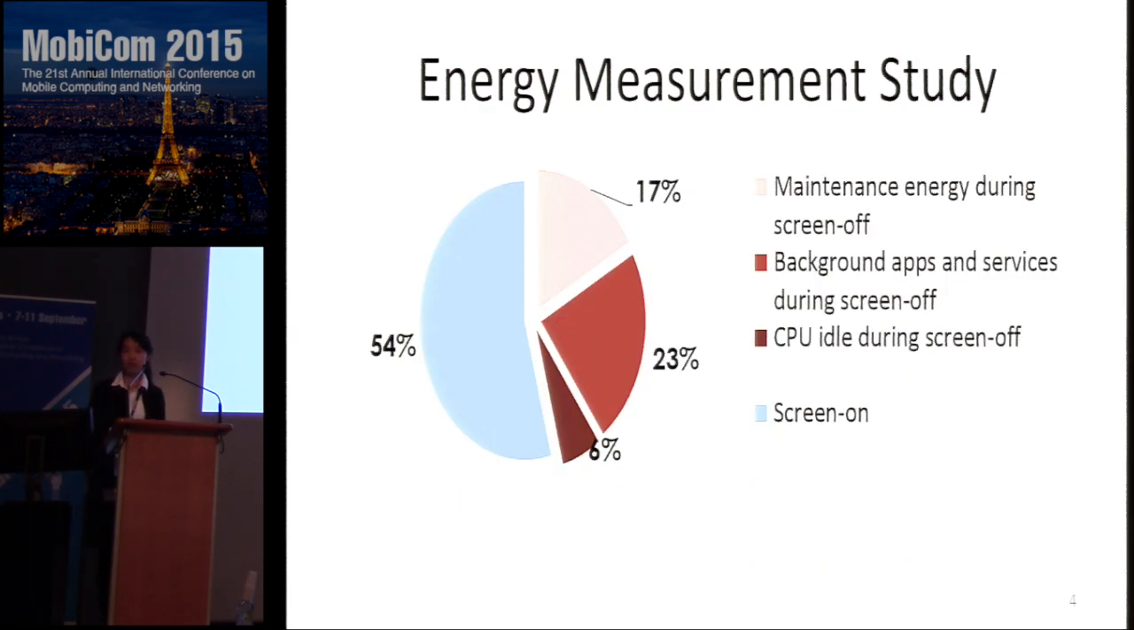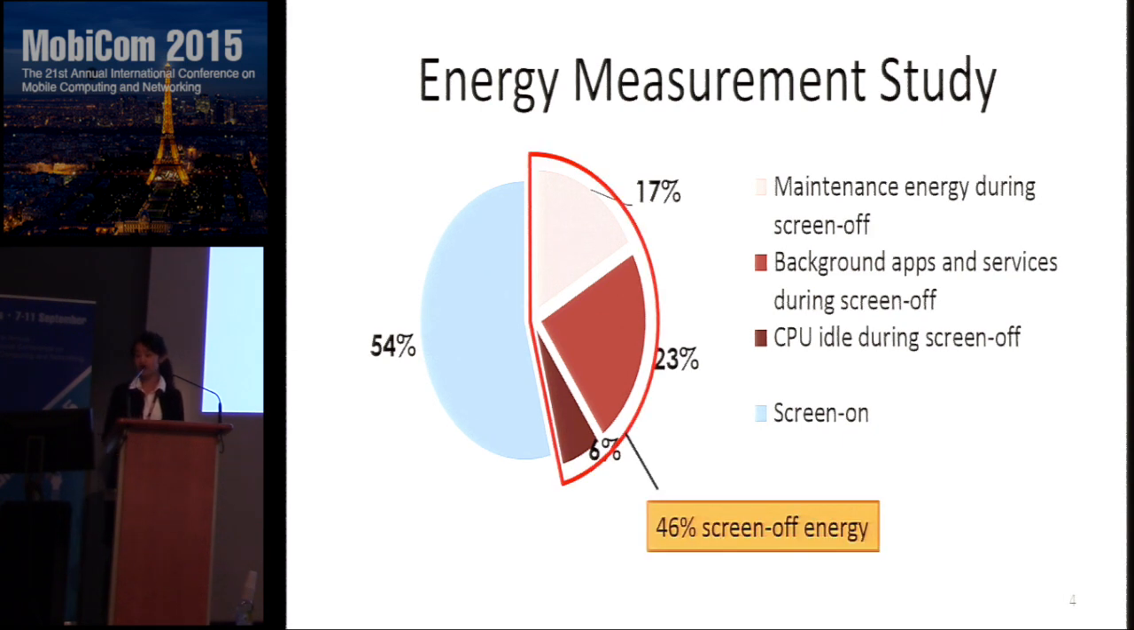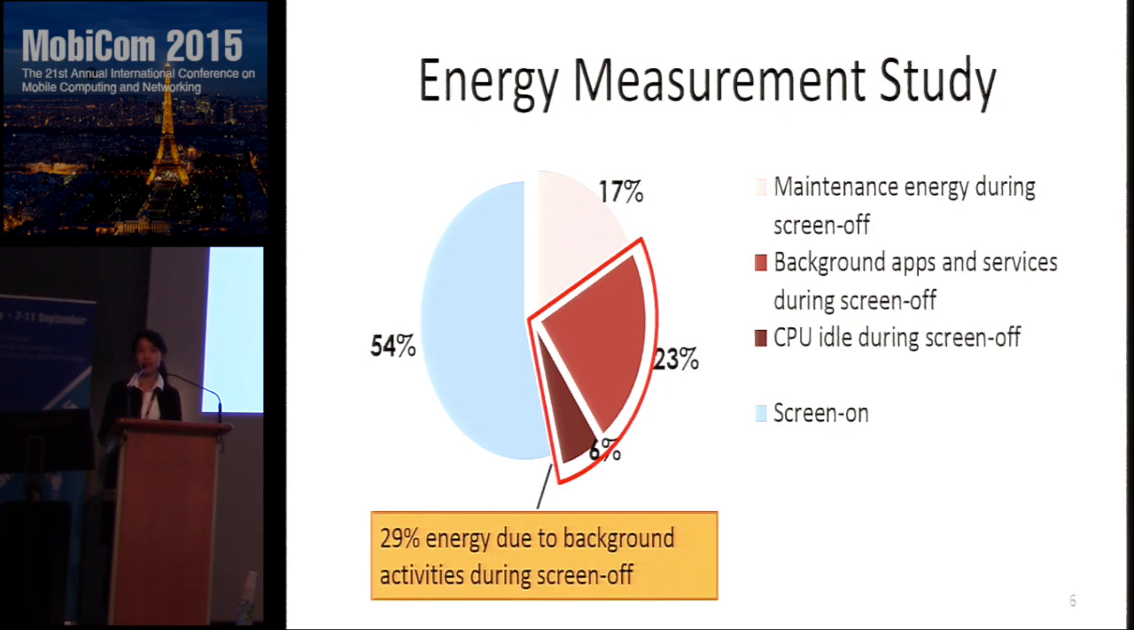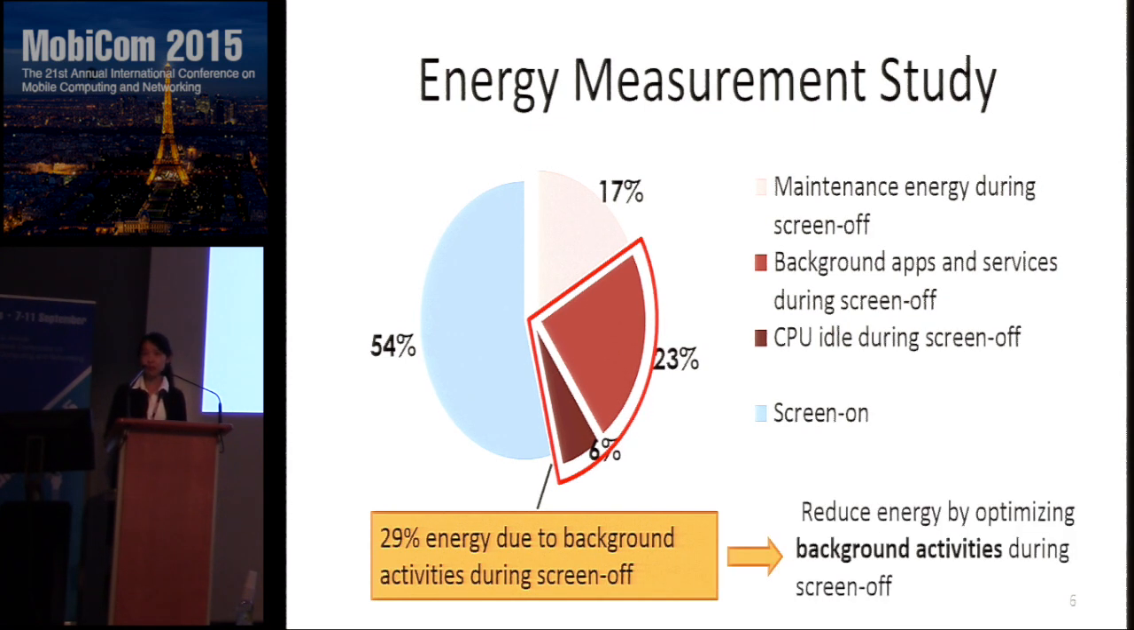Based on the results of our study, we found that 46% of the daily energy is spent during screen off, when the users don't directly interact with their phones. And within this screen-off energy, the maintenance energy is 17%, and the remaining 29% is spent due to some background activities of the apps during screen off. So in this paper, we focus on optimizing this part of the energy to increase the energy efficiency of your phones.